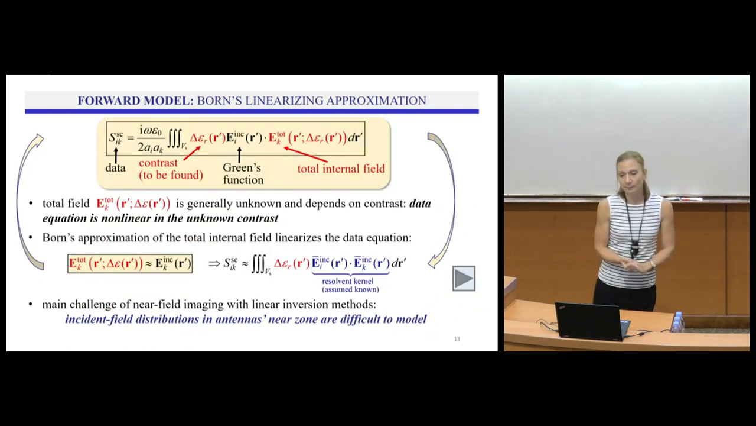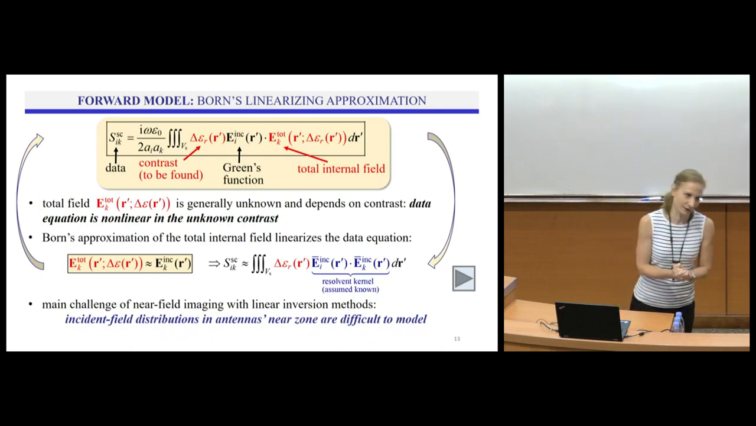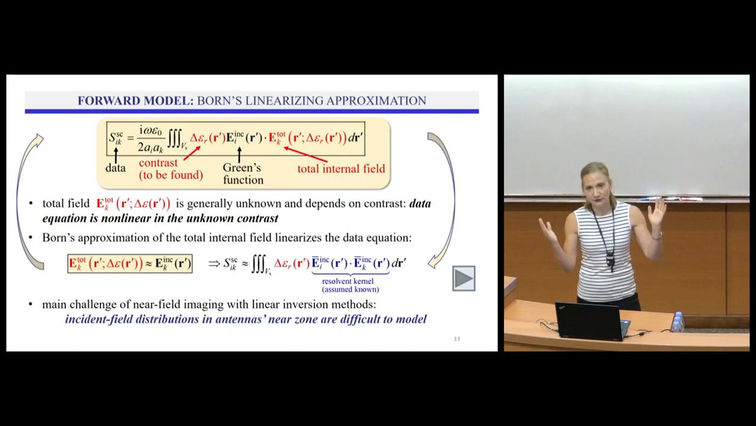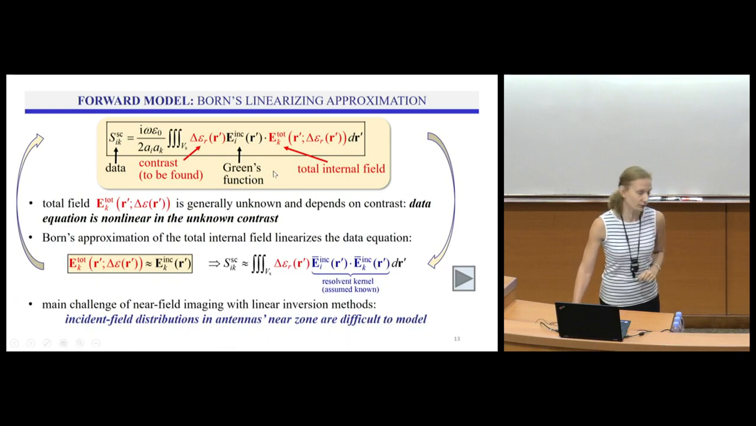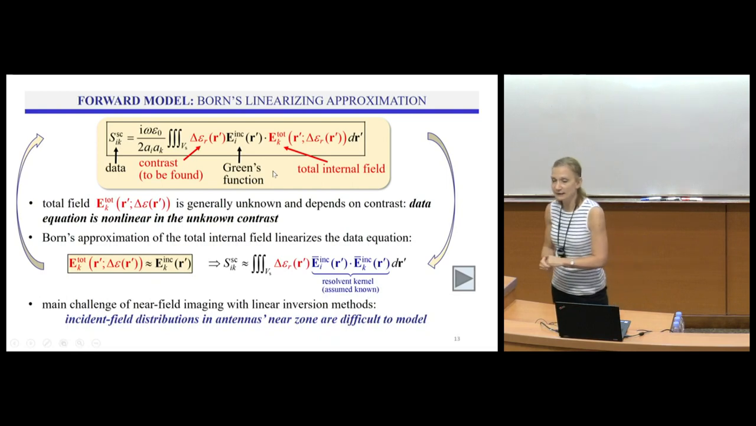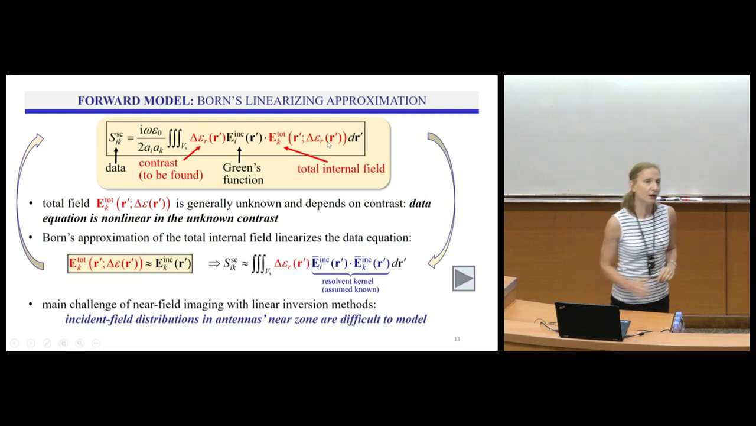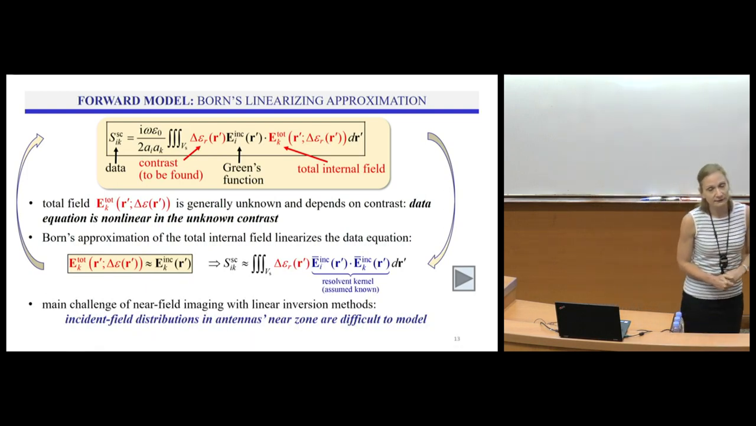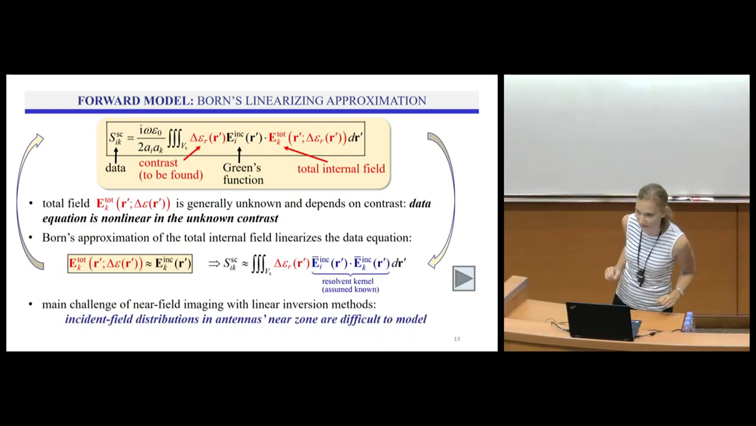Okay, so in order to arrive at a fast solution in real time, we do linearize this model. And all of you here are familiar with the Born approximation. The Born approximation has its limitations. However, it converts an intrinsically nonlinear problem into a linear one. And it is intrinsically nonlinear because the total internal field is an implicit function of the unknown contrast, and that function is analytically practically intractable because it comes through Maxwell's equations.